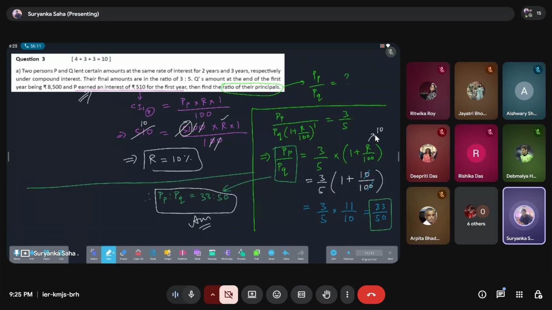Chalo. So that's 33 is to 50. Understood, everyone? Please give a thumbs up if you have understood. Please give a thumbs up if you have understood. This problem was difficult and different. I hope you enjoyed the concept. Okay, Saraswat understood. Others, Rishika, Dipriti, no hesitation.